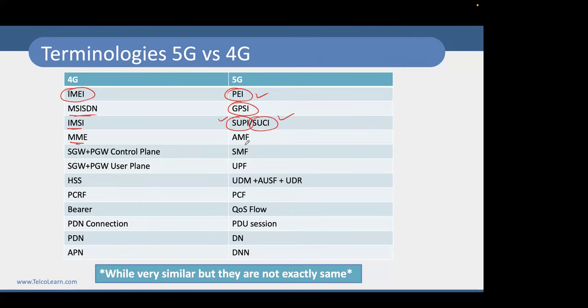MME is now called AMF. SGW and PGW control plane are called SMF, and SGW and PGW user plane are called UPF. The HSS is broken down into UDM, AUSF, and UDR. PCRF is now called PCF. Bearer is QoS flow. PDN connection is now called PDU session. The PDN is now renamed DN, or data network. The APNs are called DNNs, or data network names.